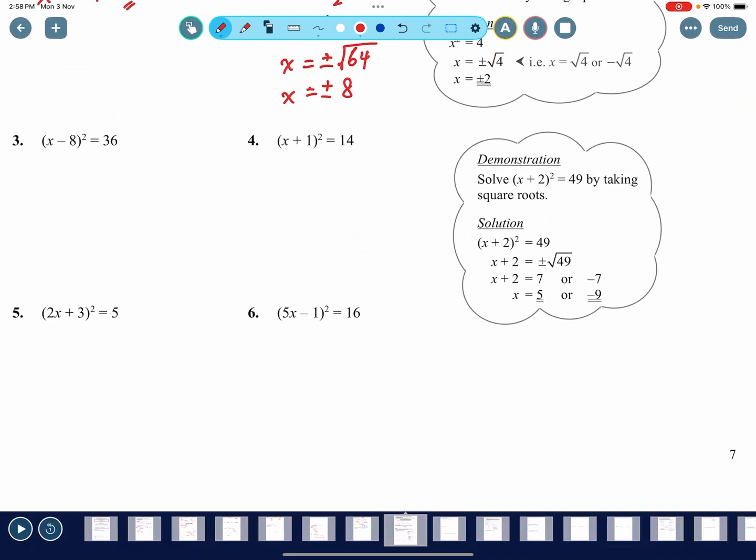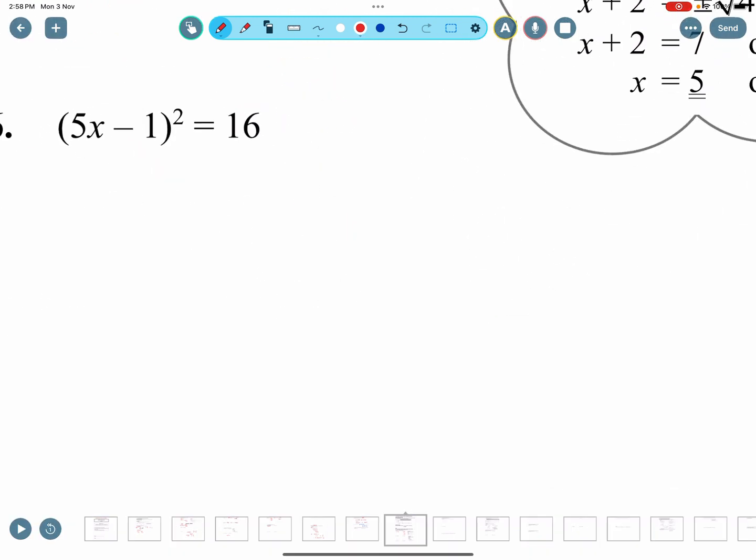Now, if you have a bracket, it's similar. You have to make sure that everything on the left has a square. This time, the bracket has a square, so literally everything has a square. But if, let's say, there's no bracket here, only the 1 has a square and the 5x does not, then you cannot use this method, okay? Make sure everything on the left is with a square. Then you can do the square root method. Plus or minus square root 16, and then 5x minus 1 on the left side.